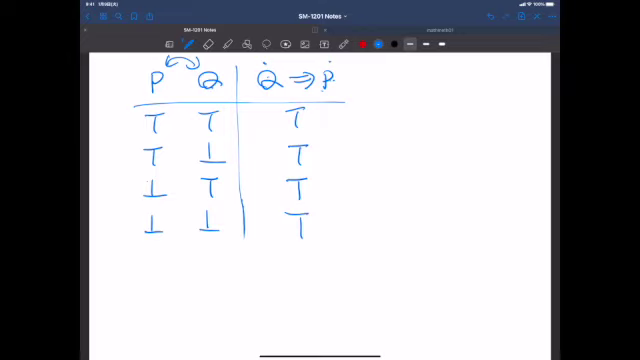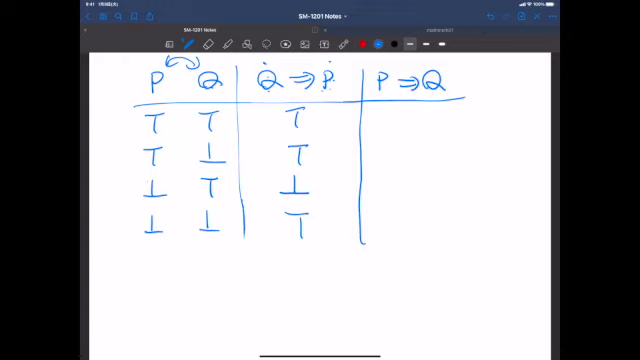In that case, Q is true but P is false, so in this case this implication should be false. Okay, compare this with the original implication.